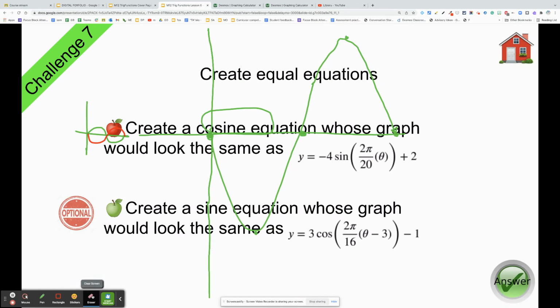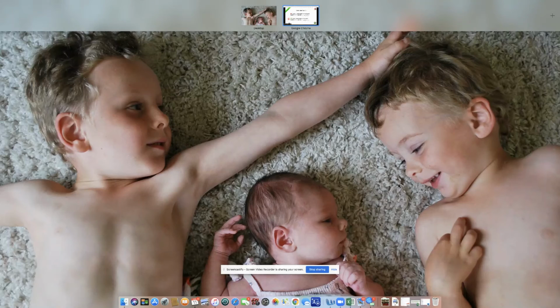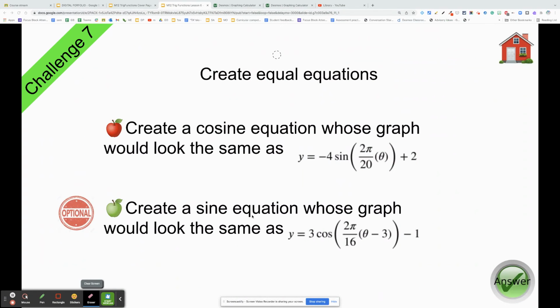Let's clear the screen here. Hopefully that clears. It's not clearing. Why is it not clearing? Just when I thought it couldn't. Okay, good. There, it's gone.